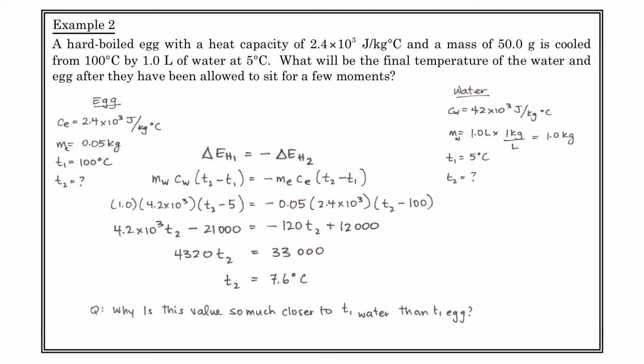And we have to say, why is this value so much closer to the temperature of the water than the temperature of the egg? And of course, we could say, okay, we already thought about this. This makes so much more sense. There's a heck of a lot more water to accept this tiny bit of thermal energy from the egg. And because there's a lot more water, it means that the temperature difference isn't going to be quite as large for the water as it is for the egg. There's a lot more water to accept the heat.